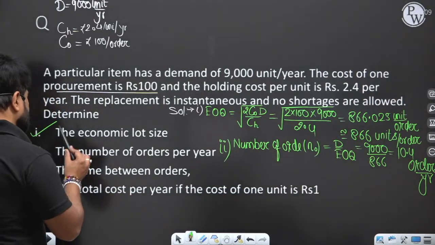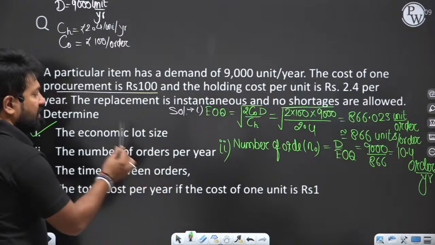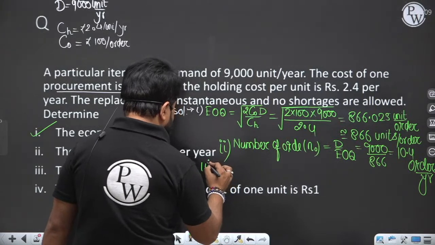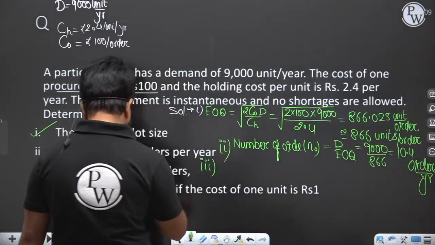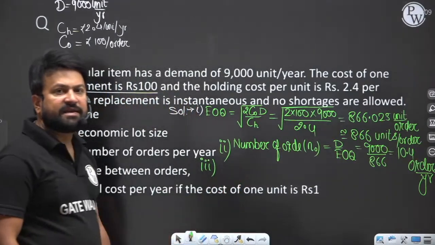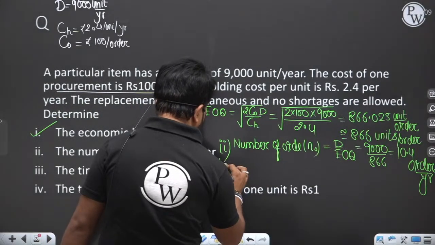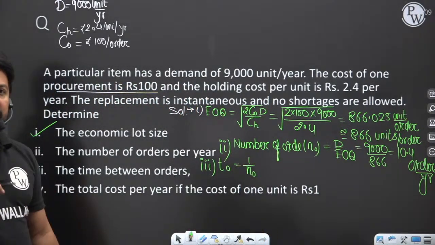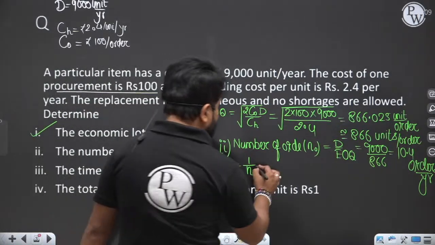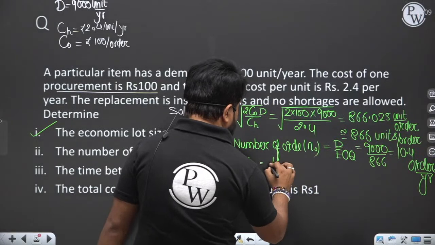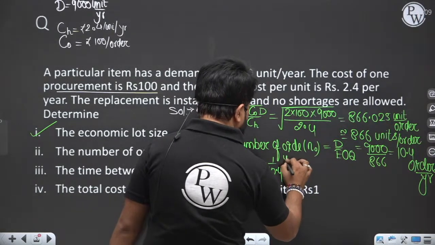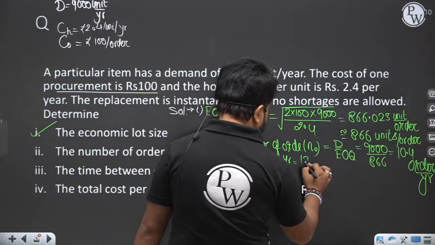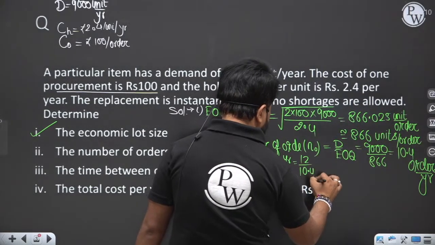In the next question, what he is asking is the time between orders. Here is the third part, the time between orders. Let's say it will be T naught, equal to 1 by N naught, but it will be in years. When you write 1 by 10.4, it will be year per order, so you have to multiply by 12 months: 12 divided by 10.4 months.